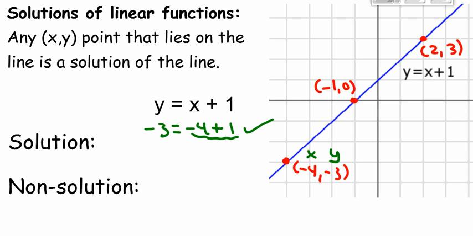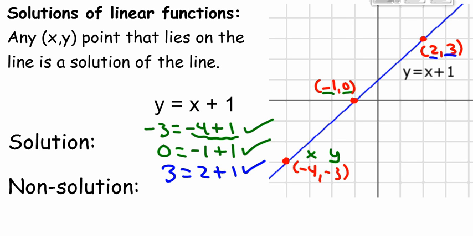All right, let's try the next point. In for y is going to go 0. In for x is going to go -1, plus 1. And -1 plus 1 is 0. That checks. All right, my last attempt. I think you guys are starting to get the idea now. If I put in 3 for y and 2 for x, 3 is equal to 2 plus 1, so it checks. So I could pick any point on this line and plug it into that equation, and it would give me a true statement, which means it is a solution.